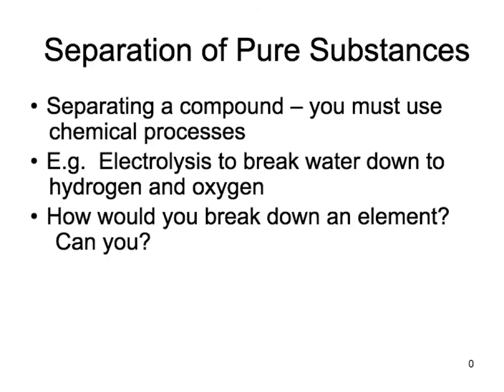Separating pure substances. Now, if I want to separate a compound, I must use a chemical process because to get it to be a compound, there was a chemical process. So I have to reverse that. Okay? So electrolysis to break down hydrogen and oxygen. How could you break down an element? Well, you can't do that in a regular, ordinary lab. You could in a nuclear power plant. Okay, be careful here when I separate a compound, like sometimes when people say boiling water, that is not a chemical process. I'm not breaking that water down into hydrogen and oxygen. Okay, so we'll talk about that.